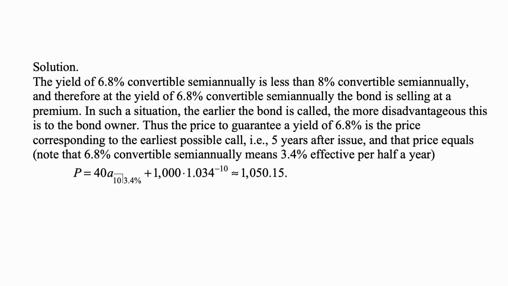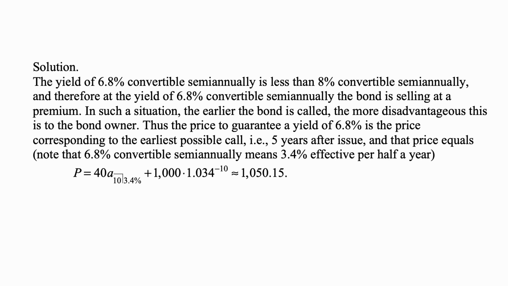And here is the solution. The yield of 6.8% convertible semi-annually is less than 8% convertible semi-annually, and therefore at the yield of 6.8% convertible semi-annually, the bond is selling at a premium. In such a situation, the earlier the bond is called, the more disadvantageous this is to the bond owner. Thus, the price to guarantee a yield of 6.8% is the price corresponding to the earliest possible call, so 5 years after issue. And that price equals, note that 6.8% convertible semi-annually means 3.4% effective per half a year.